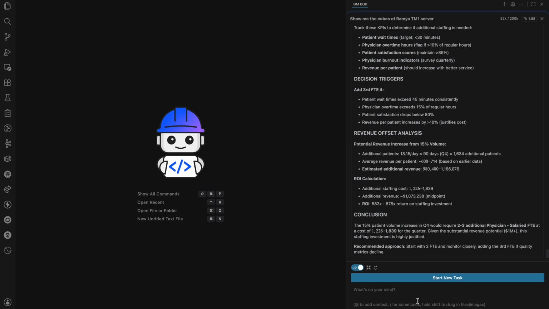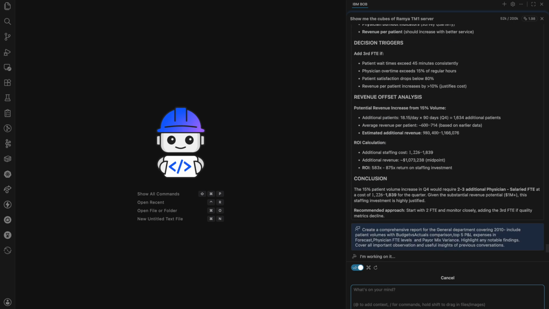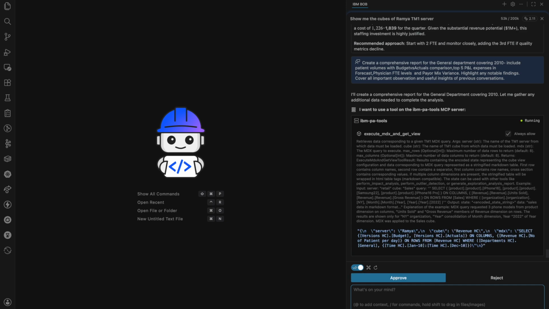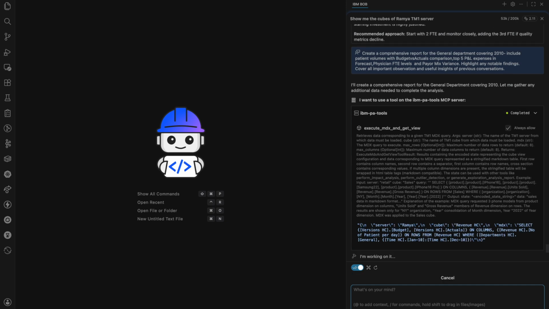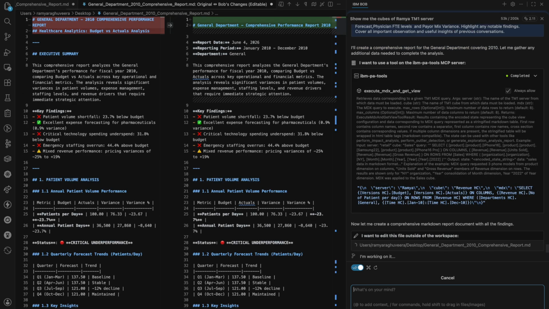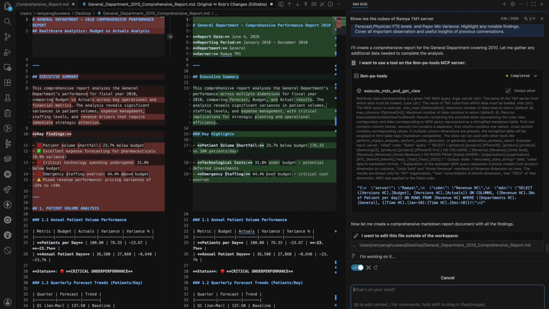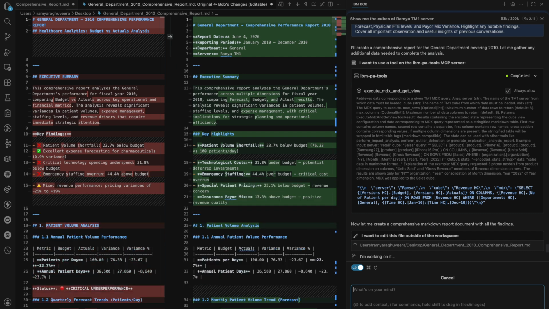Now we have gathered so much data, and ultimately Ram has to create a report to present to his leadership. So we asked Bob to create a comprehensive report. Ram asked Bob to create a comprehensive report for the general department, including patient volumes with budget versus actuals comparison, top 5 P&L expenses in forecast, physician FTE levels and payer mix variance, and also to highlight any notable findings and cover all the important observations and useful insights of the previous prompts also.